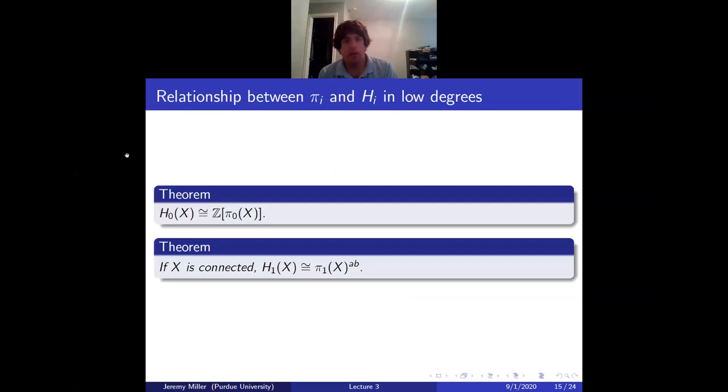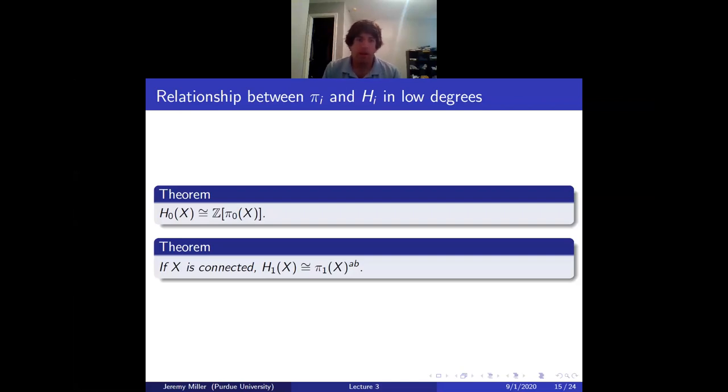Okay, so the next topic is the relationship between homotopy groups and homology groups. We'll start out in low degrees, and then I'll state a theorem in higher degrees. Okay, so H0 of x is just the free abelian group on the set of path components of x.